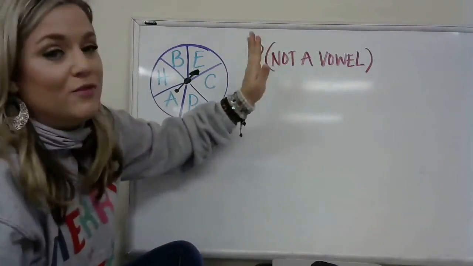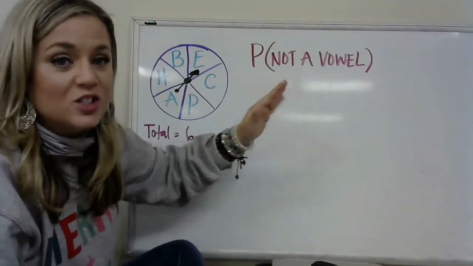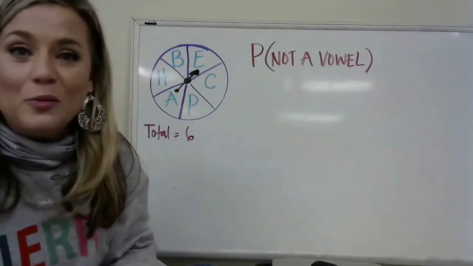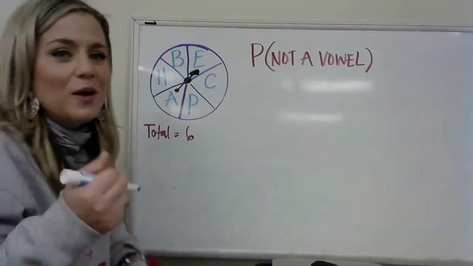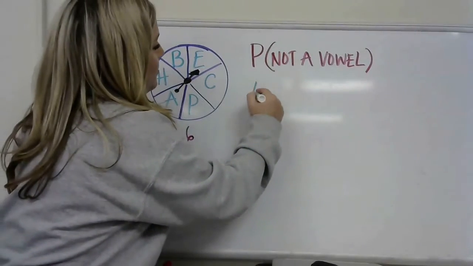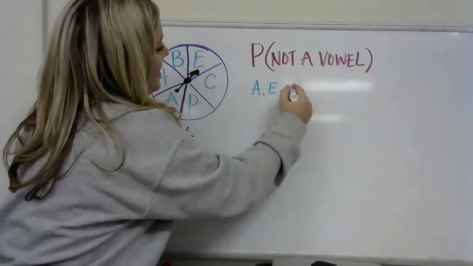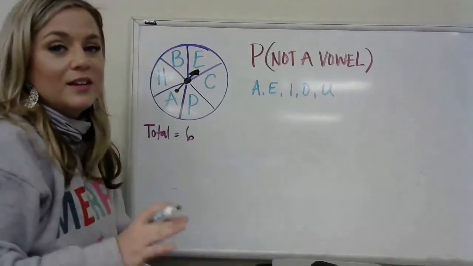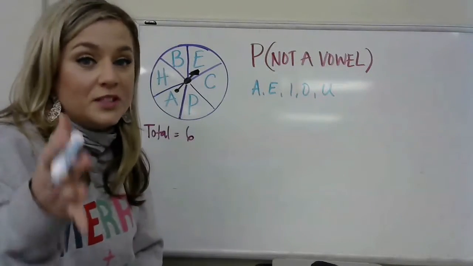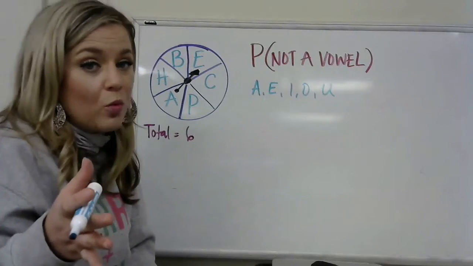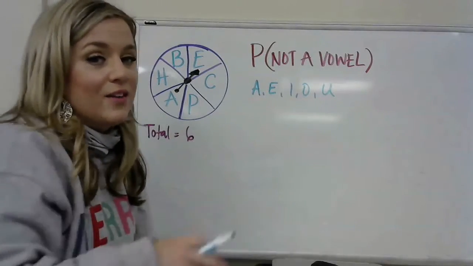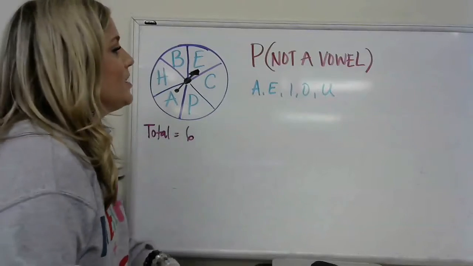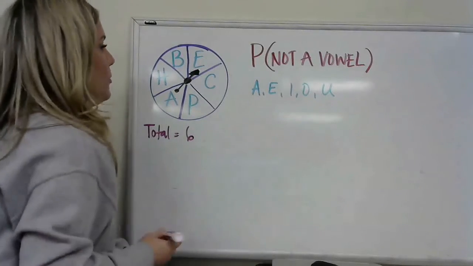Okay, so the probability of not spinning a vowel. Okay, so not a vowel. Well, first, to answer this question, we need to know what vowels are. We know our vowels are A, E, I, O, and U. I know it's sometimes Y, but it will specifically tell you if you are to include Y, and it did not. Plus we don't have one. Okay, so the ones that are not either A, E, I, O, or U.